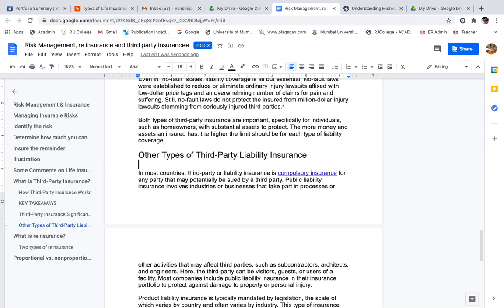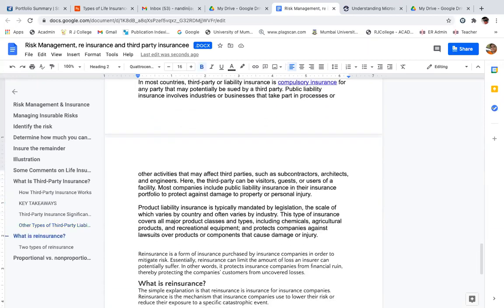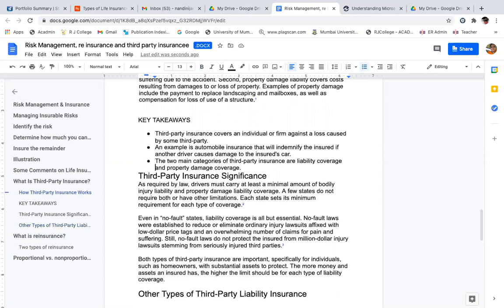Now, what are the other types of third party insurance or liability insurance? It is also a liability insurance, right? So it's a compulsory product. In India, the moment you buy a vehicle, you will have to buy an insurance policy for it. Your vehicle has to be insured, right?